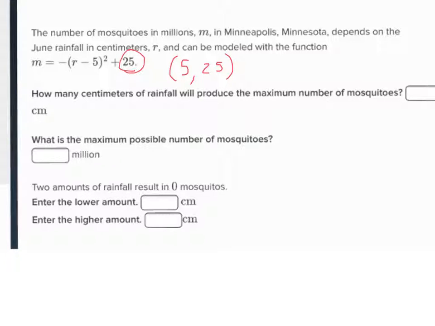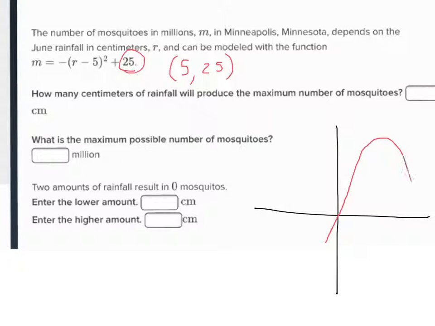Now, here's what we got going on here. We've got a coordinate plane, and we've got a graph, and the graph represents the number of mosquitoes. And the mosquitoes peak out like that, right? And we know that the maximums and minimums of functions happen at the what? At the vertex. And so the vertex is your maximum. So this point right here, (5, 25), tells us something about our mosquitoes.